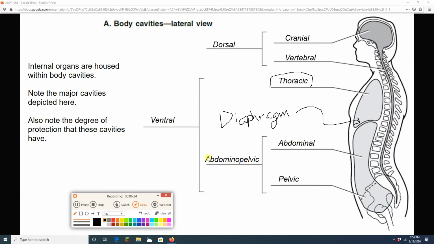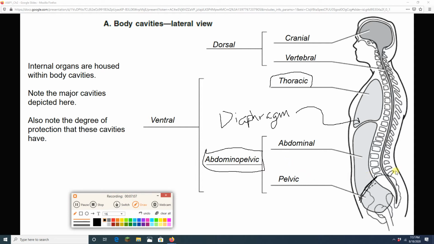Inferior to that diaphragm, we have the abdominopelvic cavity. And that is one continuous cavity, but we do separate it into a pelvic cavity in the inferior-most part and abdominal cavity above that. If you think about those hip bones on the side there, that marks that division between those two cavities. Abdominal is going to have things like your stomach, your liver, your gallbladder, your pancreas, your spleen, your kidneys, your small intestine, your large intestine. Pelvic will have your urinary bladder, your rectum, uterus, fallopian tubes, ovaries, all of those.